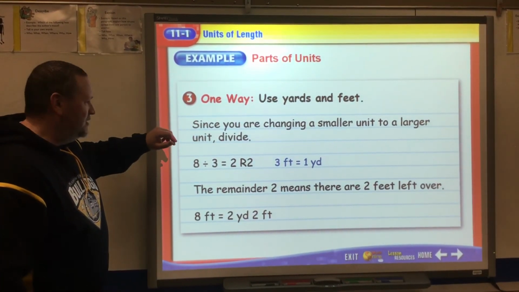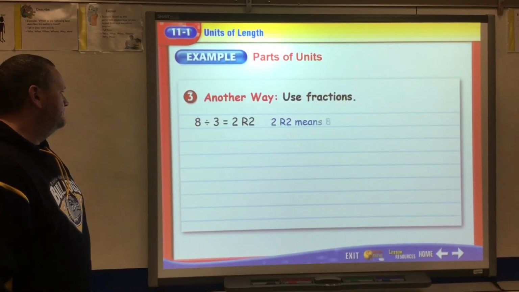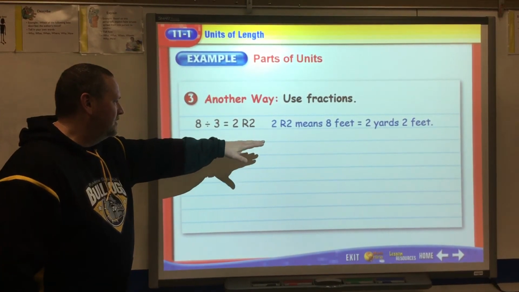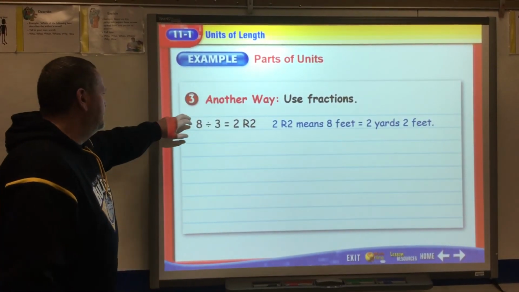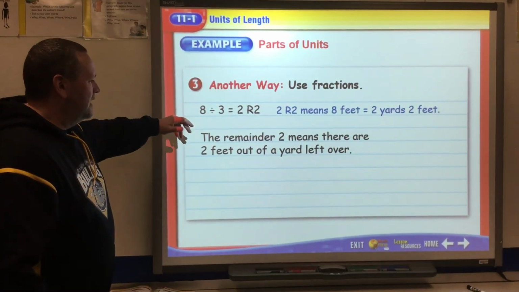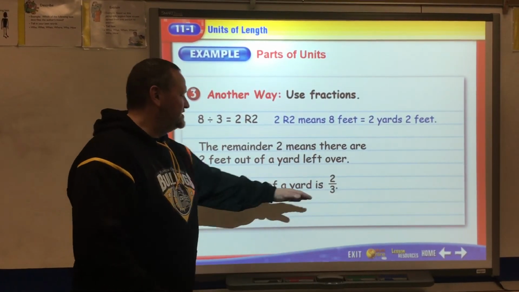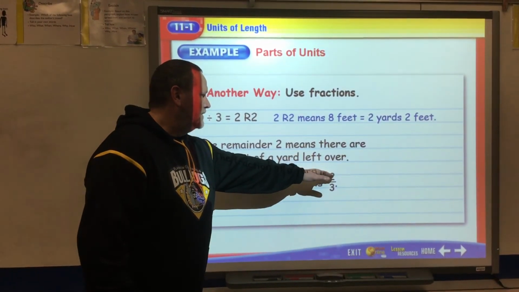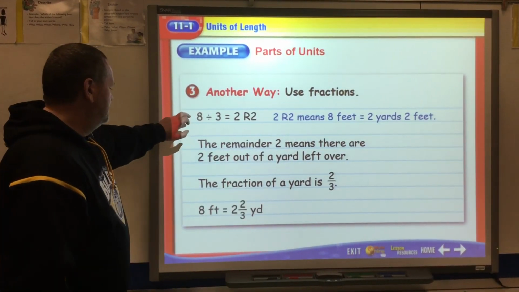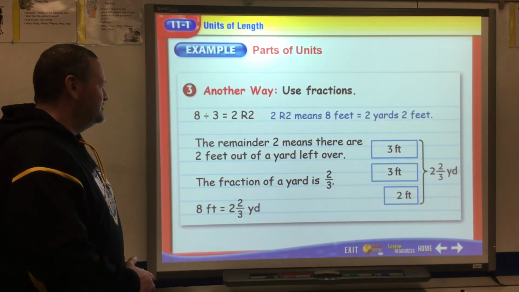There's another way to show this as a fraction if you just want it in yards. Okay. So this is what we figured out before. 2 yards and 2 feet is over there. The remainder 2 means that there are 2 feet out of a yard left over. So since a yard is actually 3 feet, you have 2 of them. You just simply put down 2/3 of a yard. So that's the same answer. 2 and 2/3 is the same as saying 2 yards and 2 feet.